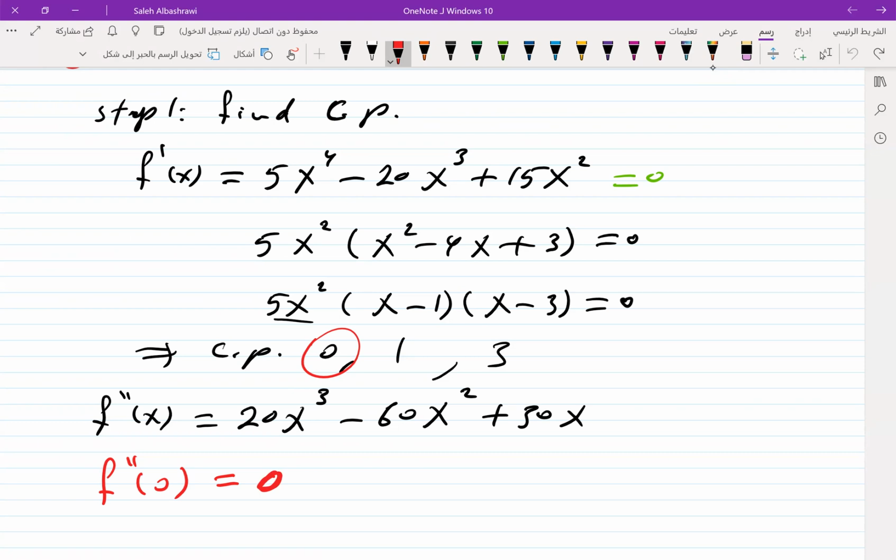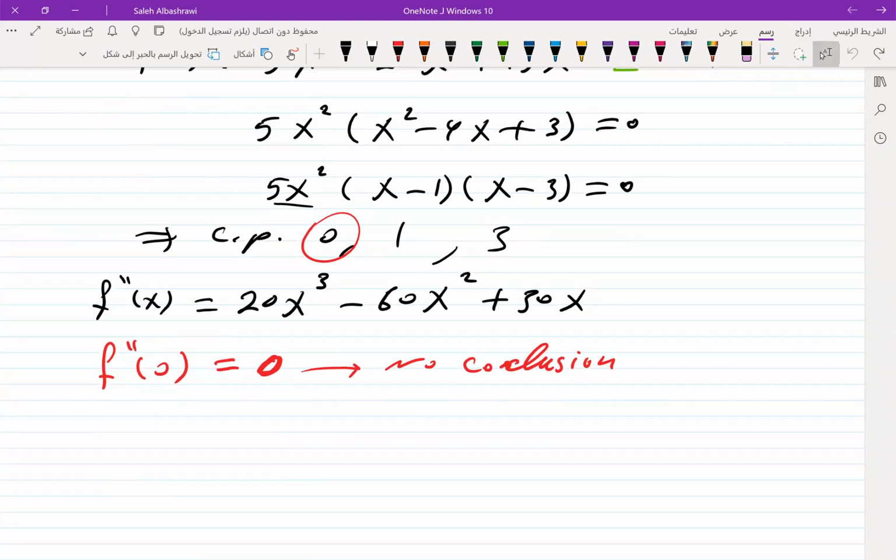This is the third case of the theorem. If the second derivative is equal to 0, it means there is no conclusion. It means that it might be relative minimum or relative maximum or none of them. In this case, just to be sure about it, we can go back to the first derivative test. In this case, use the first derivative.